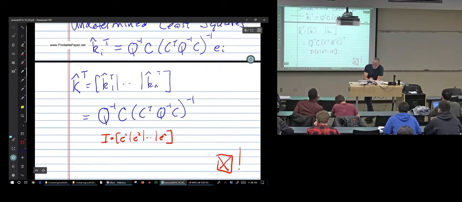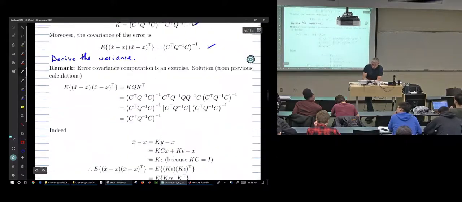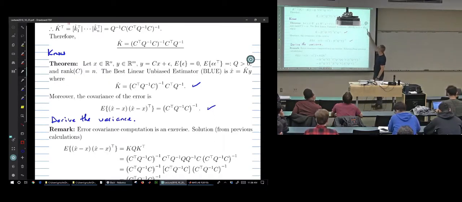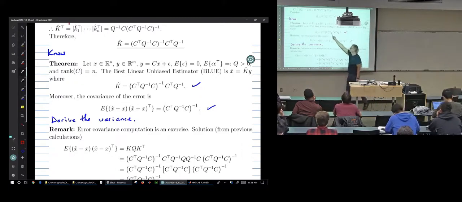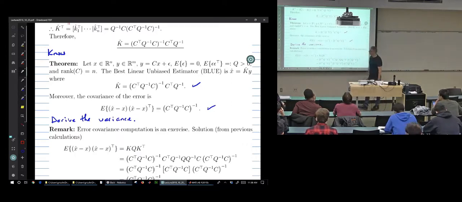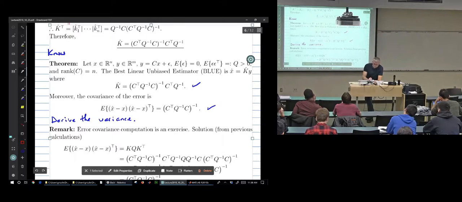That's where it came from, and then we go back to the theorem. This is what you guys will want to know for the final exam. The best linear unbiased estimator is a linear estimator where the optimal gain satisfies this quantity. This is the covariance of the estimator, and if you derive the variance of that, it's just the trace of this quantity. So we've minimized the variance of our estimate, best linear unbiased estimator. Bingo. That's it.